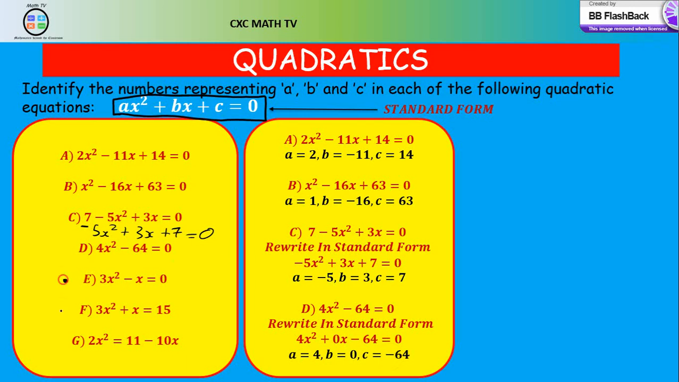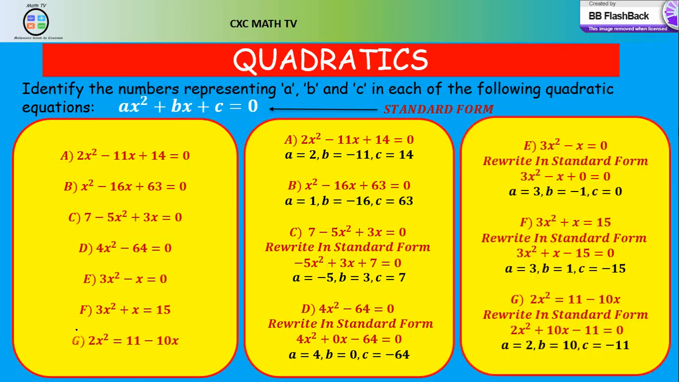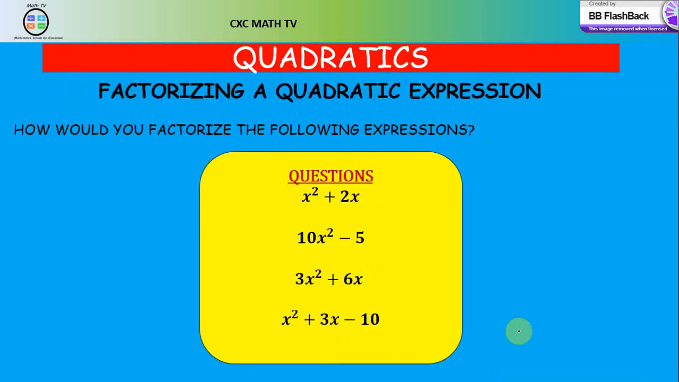Now pause the video to do E, F, and G. I'm just going to present to you the answers. E, F, and G, you should of course put in standard form. So this one you should get your a is 3, your b is negative 1, and your c is 0. F, you should be getting your a is 3, your b is 1, and your c is negative 15. And down here you should be getting your a is 2, your b is 10, and your c is negative 11. That's it.